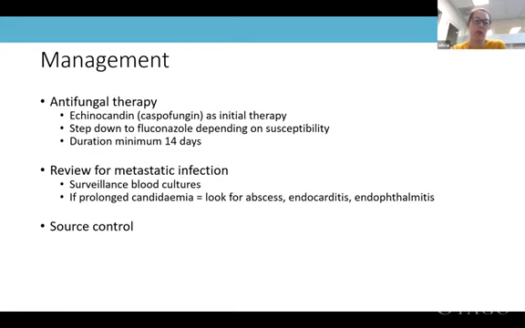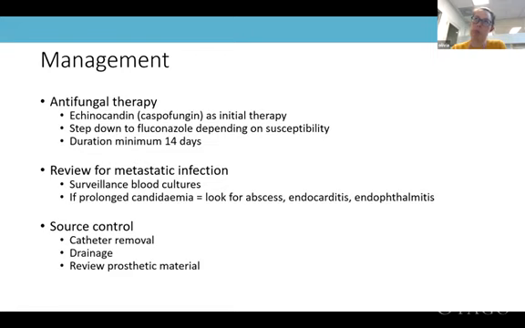Source control, so you want to try and identify where the source came from and control it if you can. And so a big part of that is removing the catheter. So when I say catheter, I mean the IV line, whether that's a central line, a PICC line, Hickman line, some kind of indwelling intravascular device. Remove it. Drainage, if there's any sort of abscess or anything like that. And sometimes you need to review the prosthetic material that's in place.